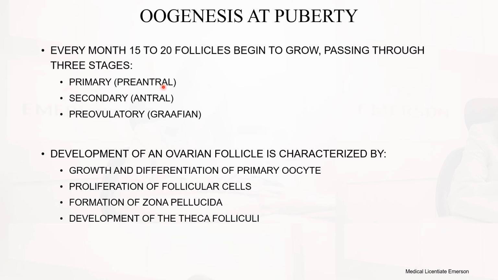The primary is also known as the pre-antral, the secondary is known as the antral, then the pre-ovulatory is the Graafian. Then you also need to understand that the development of an ovarian follicle is characterized by, number one, growth and differentiation of the primary oocyte. The second is proliferation of follicular cells. The third is formation of the zona pellucida. Then fourth, we have the development of the theca folliculi. Okay, so this is what you also need to understand about the development of an ovarian follicle.